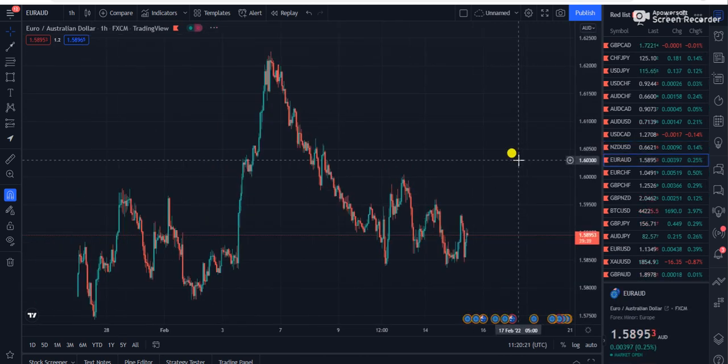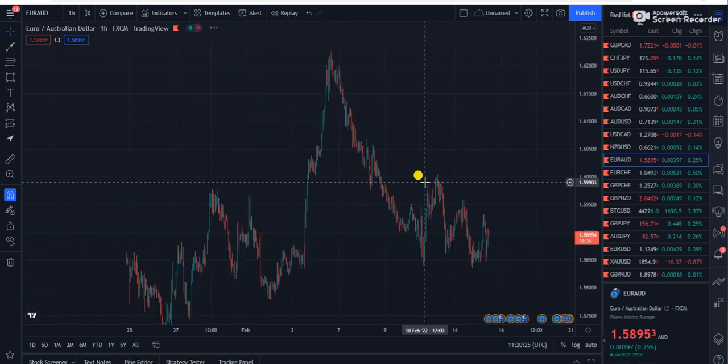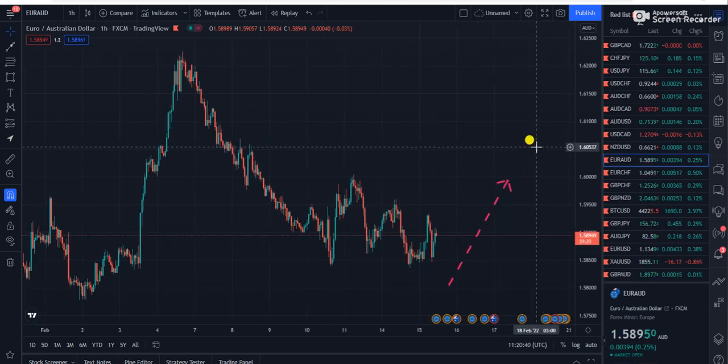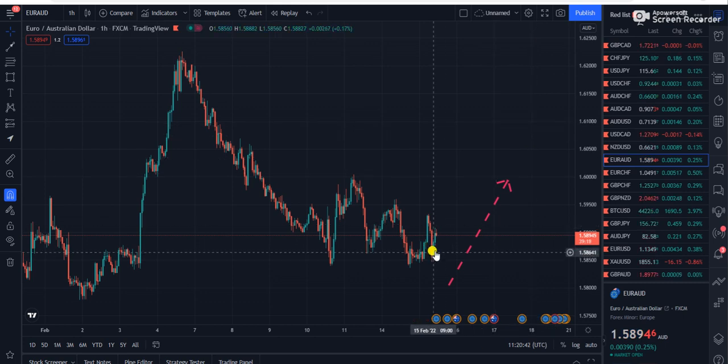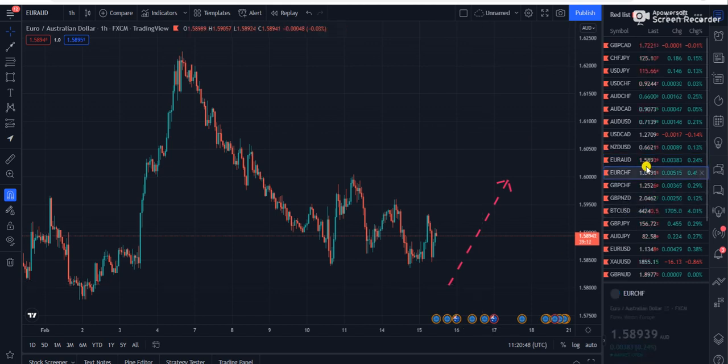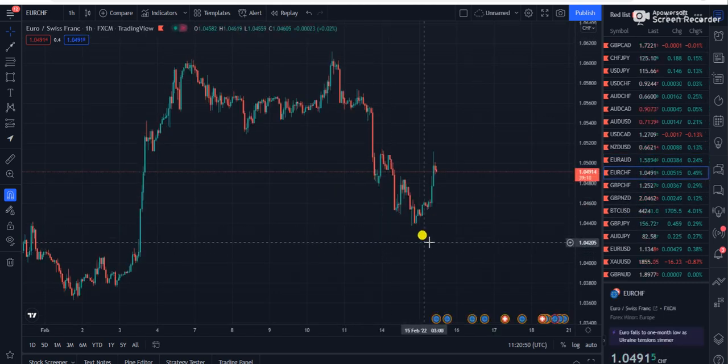Okay, Euro AUD. So when we talk about Euro AUD, it's still in the downward trend, but it looks like the downward trend can change its pattern from somewhere around this area. I'm giving you the key point level here, 1.58000. So this could be the level where the market can bounce into the further upward direction. So for a short time it can go down, but later on I'm not expecting the market to go further downward.